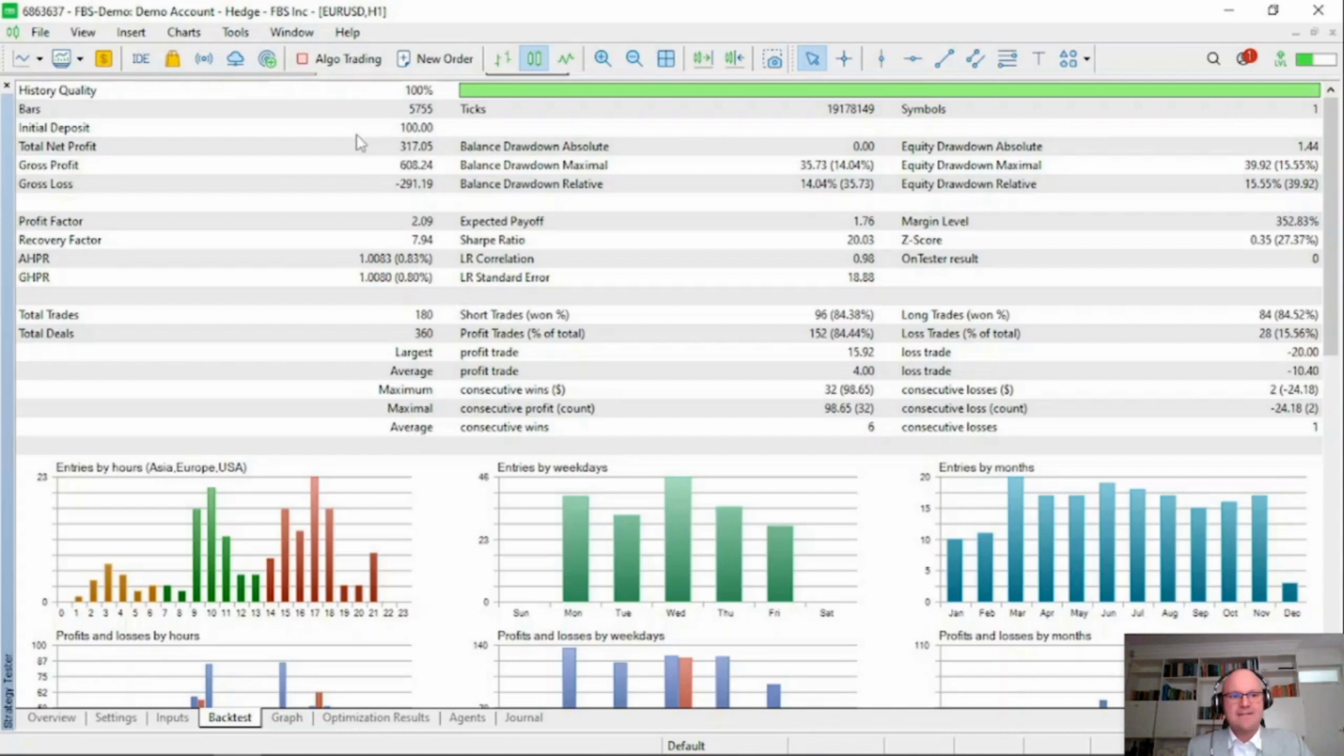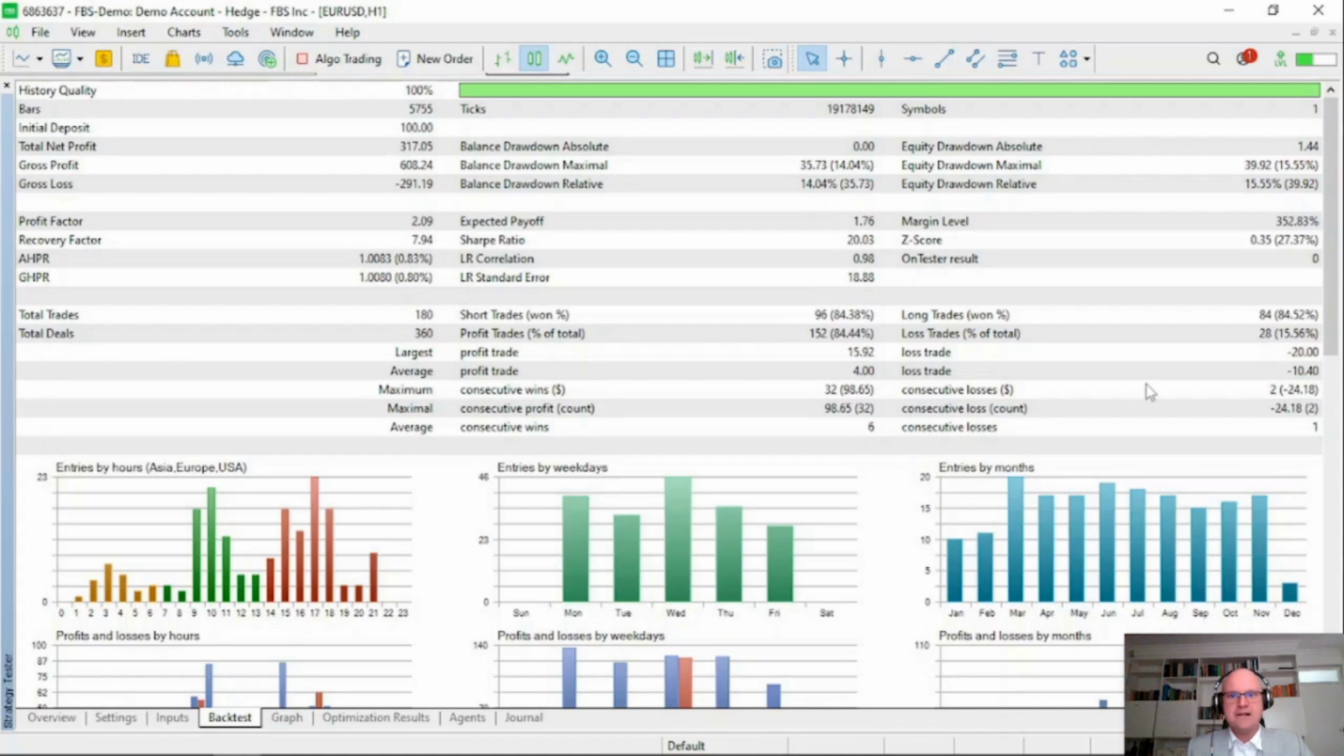Our drawdown is at $39.92 or 15% on a $100 account. And out of the 180 trades, we have now given up some winners by only winning 152. However, you'll see the amount relative in net profit is much higher.